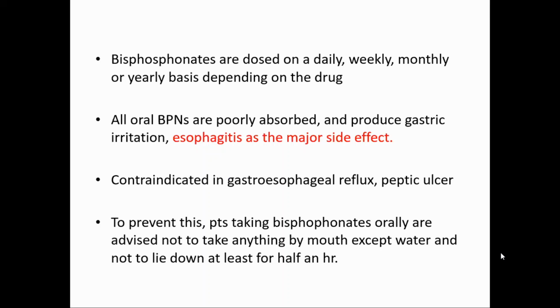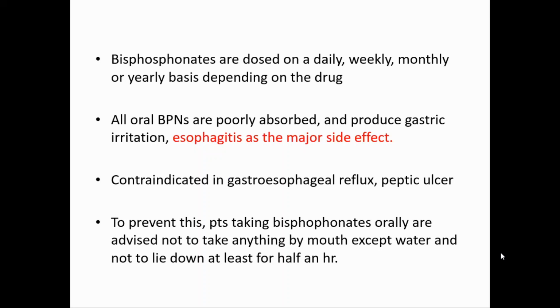And regarding the dosing of these bisphosphonates, they are dosed on a daily, weekly, or monthly basis, or some bisphosphonates, for example zoledronate, are administered on a yearly basis, depending on the drug. Some of the bisphosphonates have a very long half-life, up to 10 years.